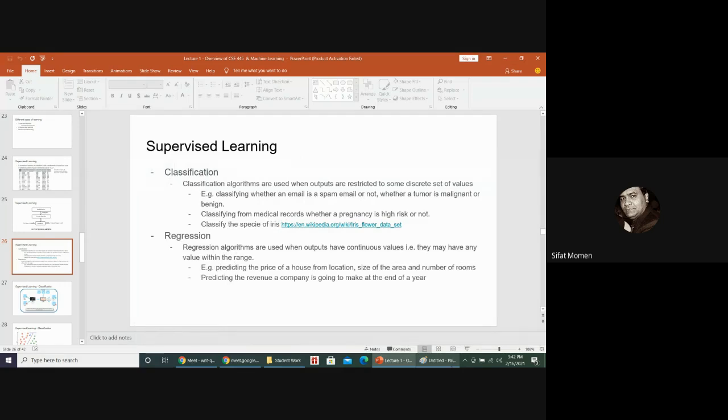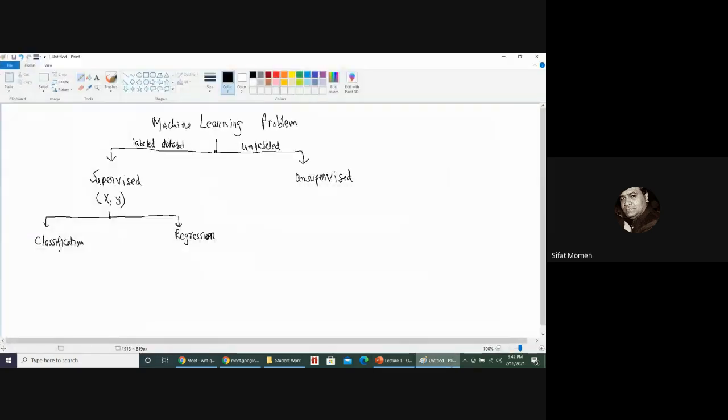Now look at the classification problem. In a classification problem, the classification algorithms are used when the outputs are restricted to some discrete set of values. Okay, let me try to explain this one.